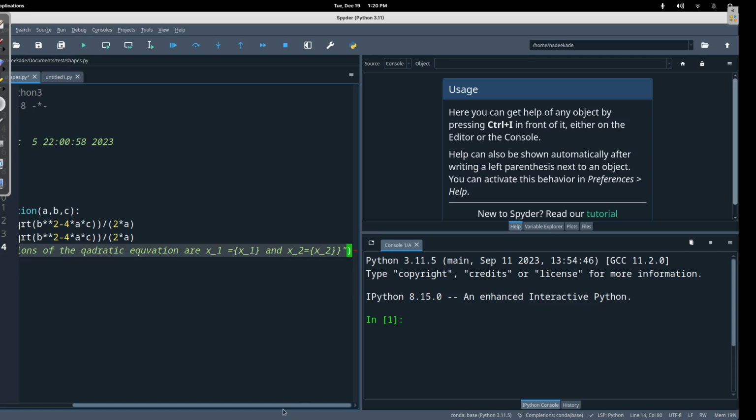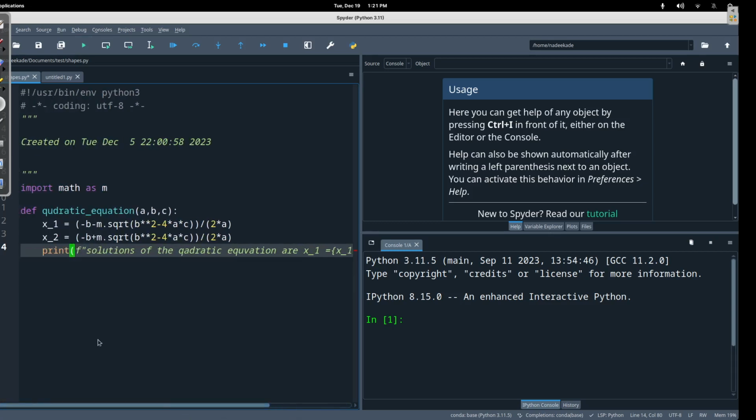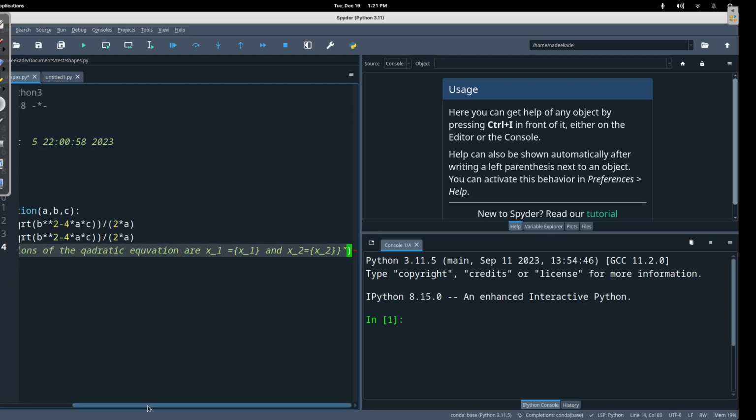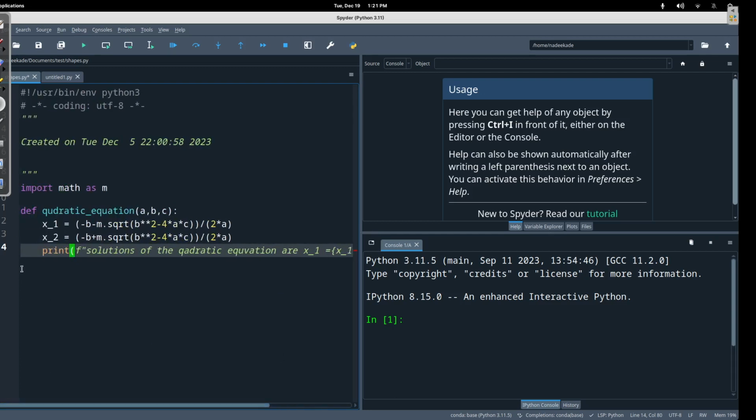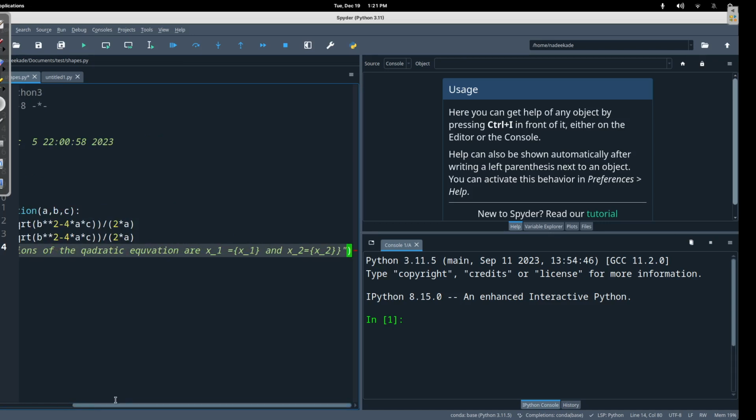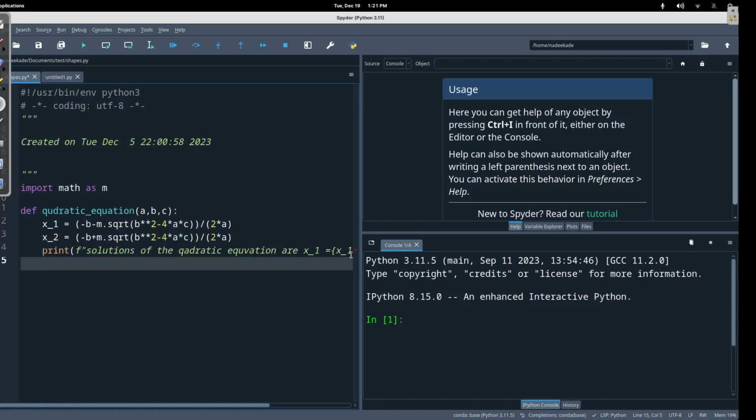But if I don't call the function, it will not do anything. So to solve the equation we had, we have to call the function outside of the function. So I say quadratic_equation, see it's already showing the function. So a is 1, b is 0 and c is minus 4.